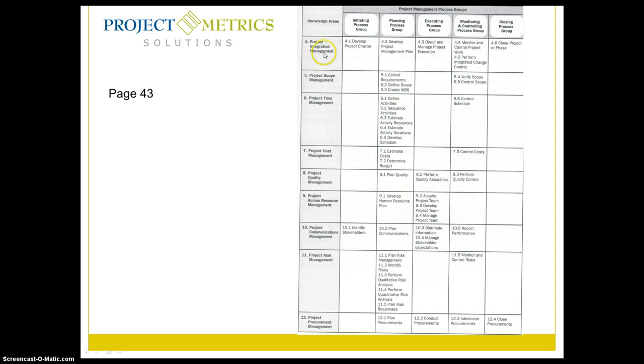Don't study by the knowledge area. I'd like you to study by the process group. So when you are in the initiating process group, or you are in chapter 4 and you come across 4.1 develop project charter, please go to chapter 10, identify stakeholders to find out what the input and output, and what the tool and technique.